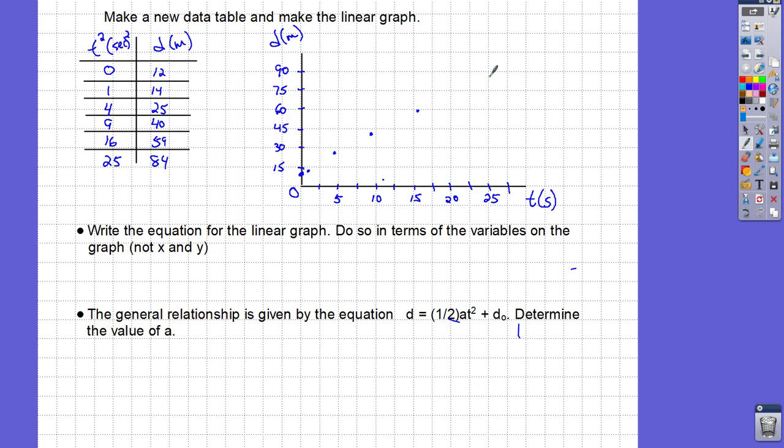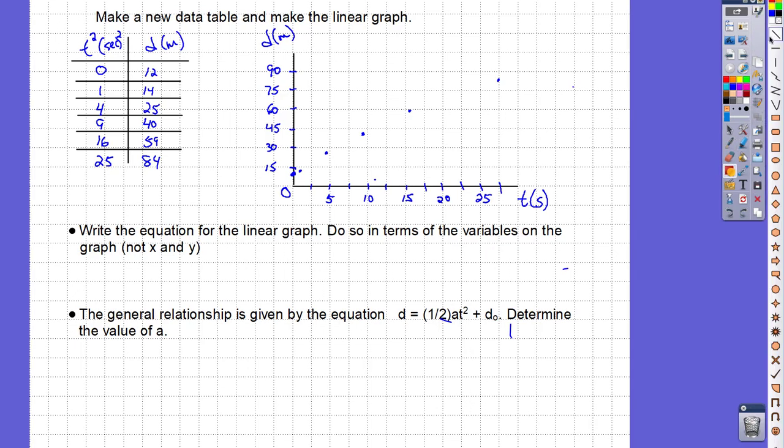So 75, 84 would be about in the middle there. And you can see that looks pretty linear. And so if we look at that, let's draw the line through there. So best fit line, remember, it does not have to go through every single data point. You want it to kind of go through the middle of the data.